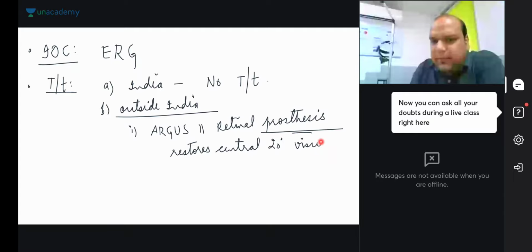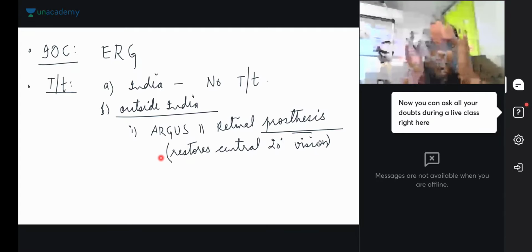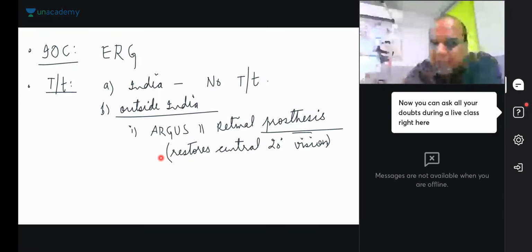This restores not the complete vision, but only central 20-degree of vision. But that is enough, guys. If you can see central 20-degree, at least you will be able to carry out your day-to-day life, guys. Am I clear, everybody? And the second is a drug.